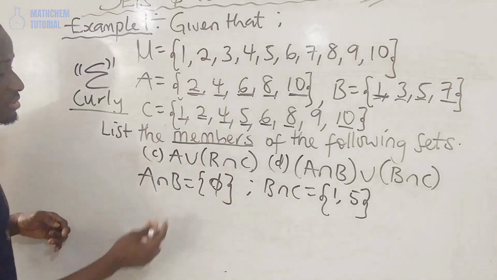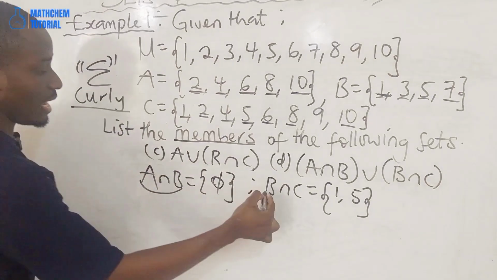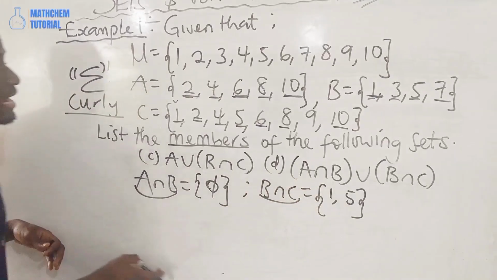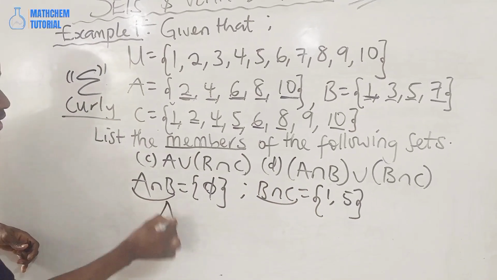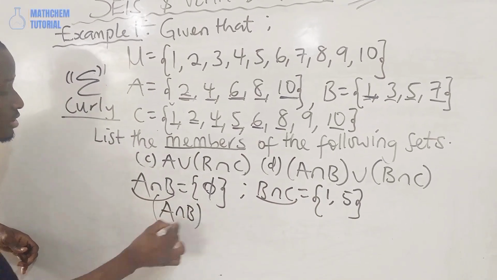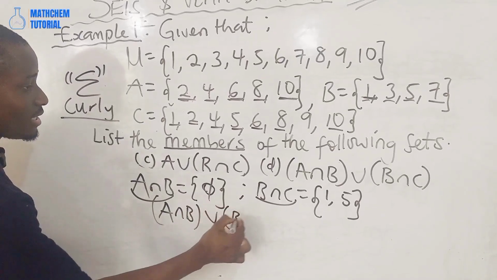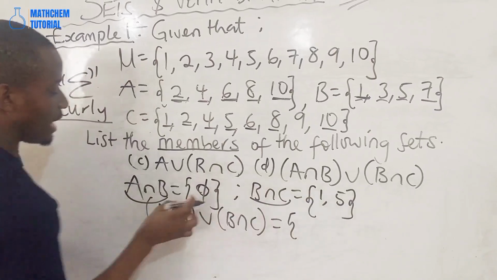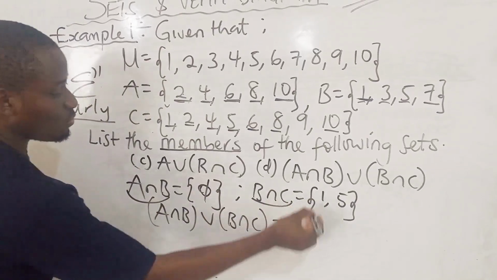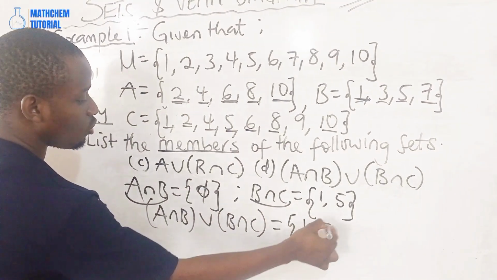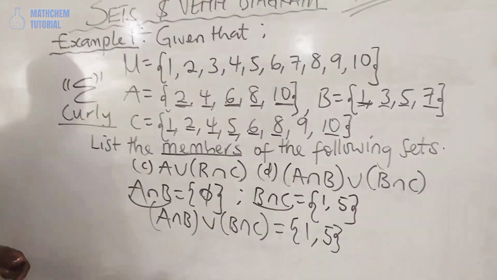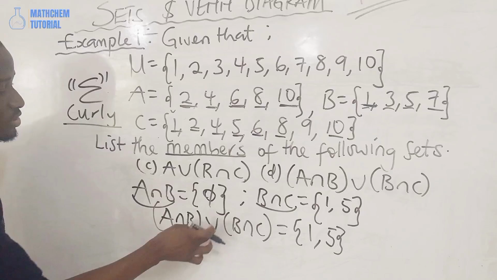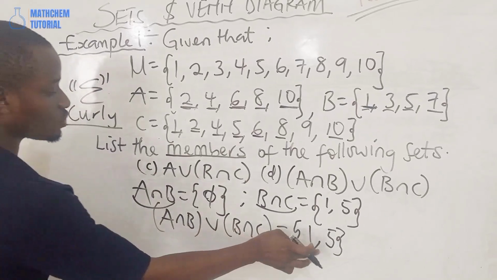So then we're now going to say, okay, we want to union this and this together, meaning that we want to combine nothing and 1 and 5 together and arrange them in order. So A intersection B union B intersection C, by combining this and this together, this means nothing, so our answer will still be 1, 5. So the elements we have for A intersection B union B intersection C is just 1 and 5.